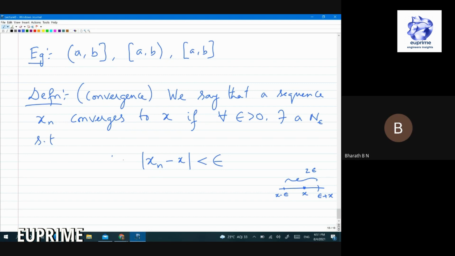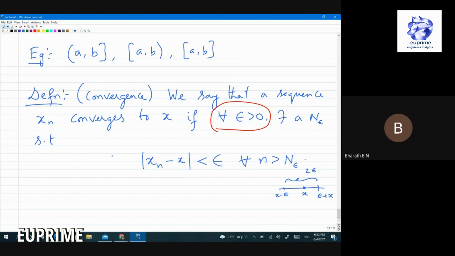So I should say that xn is less than this for all n greater than n epsilon, right? If you take a stage beyond n epsilon, all the numbers in that sequence will remain inside this epsilon room. And remember, this is always true for every epsilon greater than 0. So you can squeeze the room and make it very, very small, however small it is.